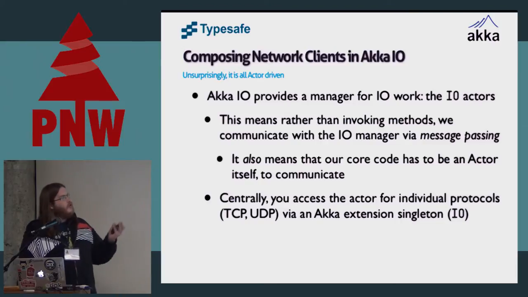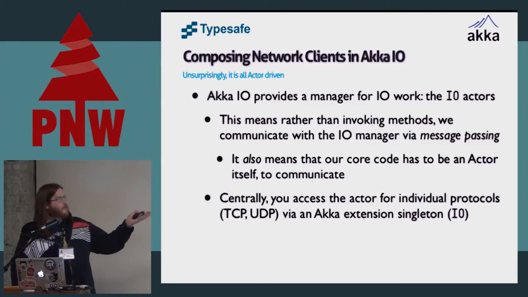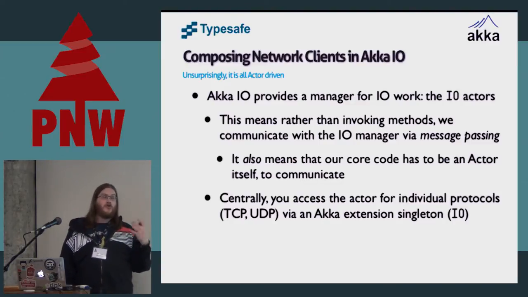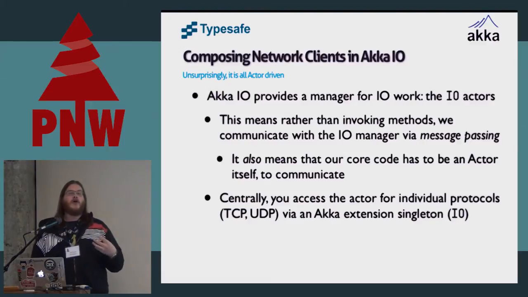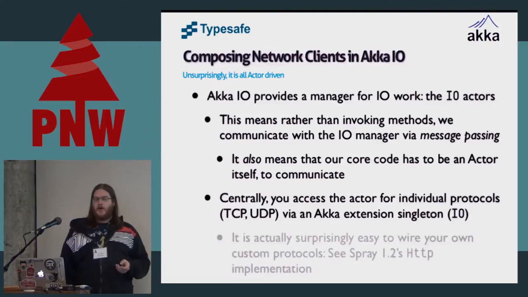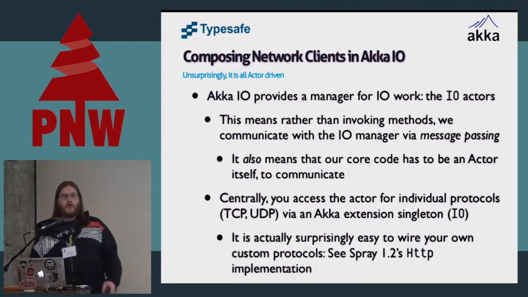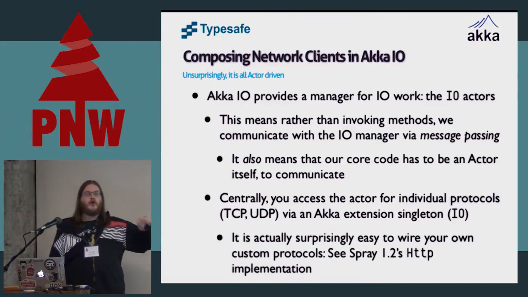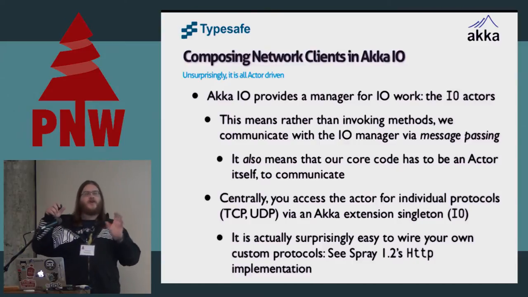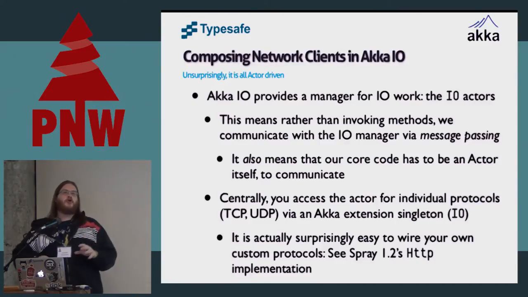So generally, you access the actor for individual protocols, TCP, UDP, etc., via an Akka extension singleton called IO. So you say IO and pass it TCP or UDP, and it will give you back the actor that's centrally responsible for managing IO with that protocol. It's actually very easy to wire your own protocol, so if you didn't want to write this in raw code, you could do it. Spray, for example, in 1.2 has a protocol called HTTP, which actually, instead of you having to speak HTTP on top of the TCP layer, they do that for you internally.